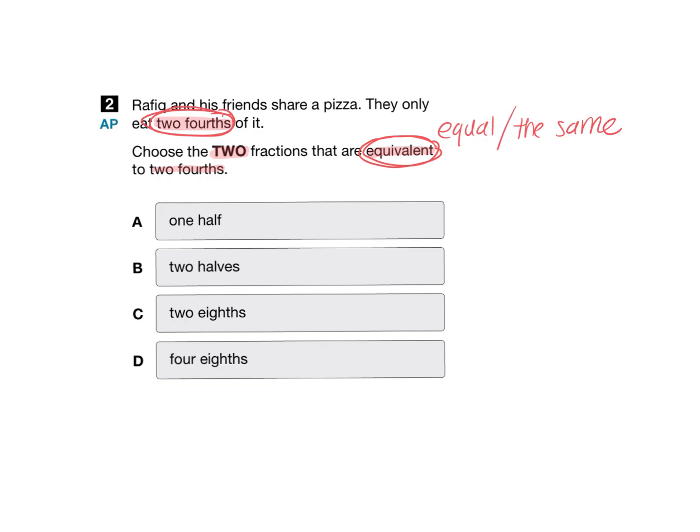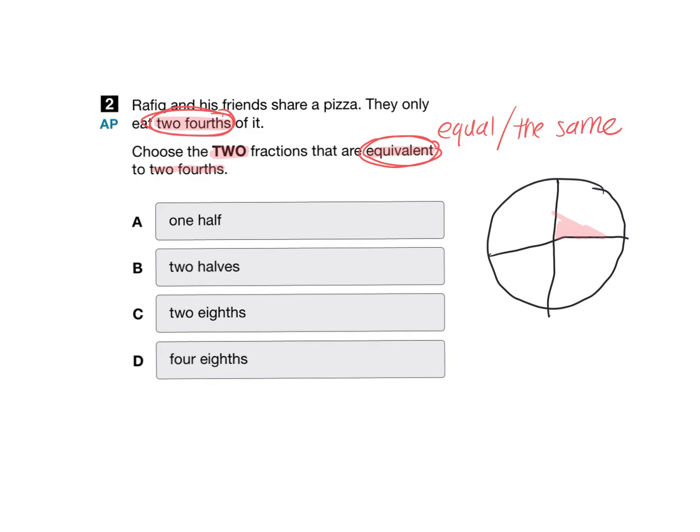So what does that mean? Let's draw a pizza. He's sharing a pizza with his friends. Okay, so what do you think the pizza is divided into? How many slices? So if he's eating 2/4, he's eating 2 out of how many slices? 2 out of 4. Good, so let's divide the pizza into how many pieces? 4. Good, so let's divide it into 4 equal pieces. And can you shade in which part of the pizza they are eating?